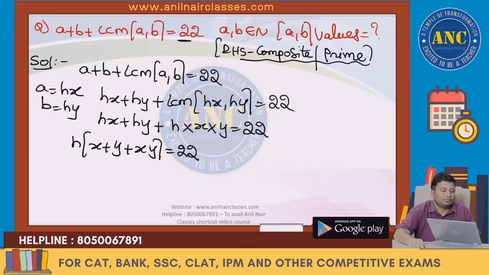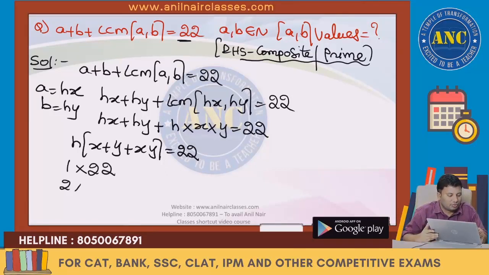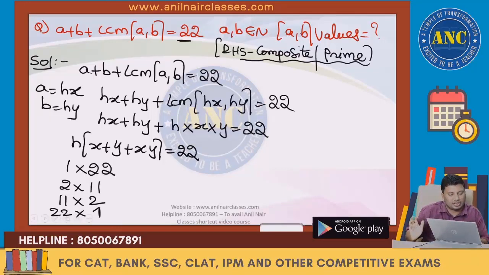This can be written as H into X plus Y plus XY equals 22. I hope it is clear, right? This can be written as 1 into 22, 2 into 11, 11 into 2, and 22 into 1. Am I right? These are the cases. What are the factors of 22? 1, 2, 11, 22. Idea clear? A is HX, B is HY. HX plus HY plus LCM of HX comma HY is 22. So H common, X plus Y plus XY equivalent to 22.